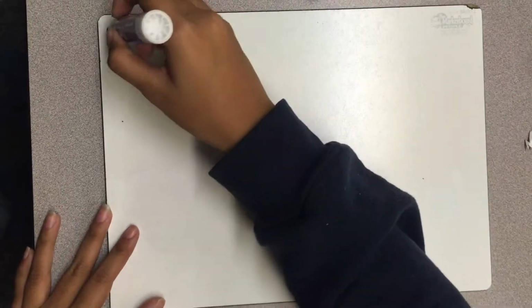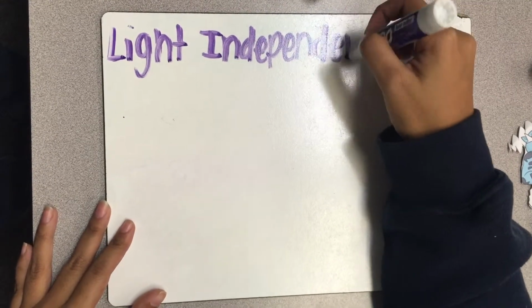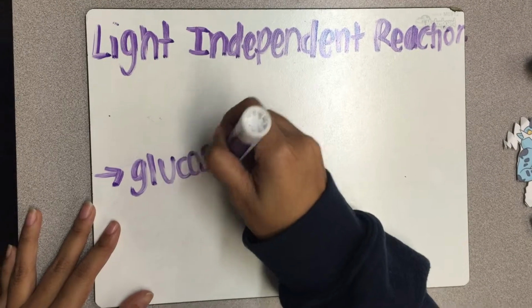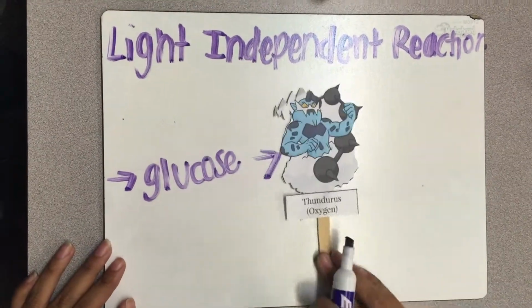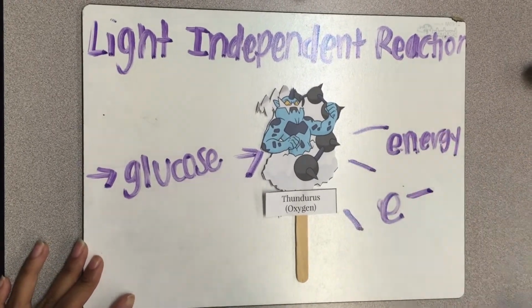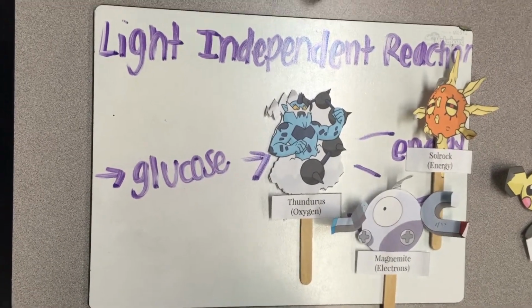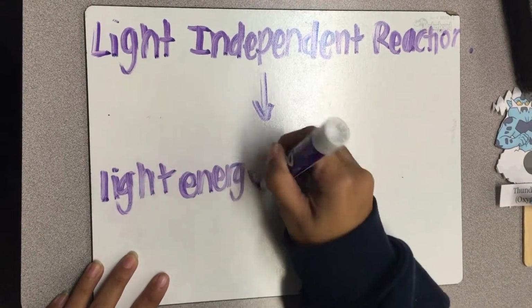Also, there's one more reaction that occurs, and it is the light-independent reaction. The light-independent reaction is the stage in which glucose forms, and this is basically where Combee produces the honey. To make glucose, Tornadus needs to be taken apart, and energy and an electron are needed. So Pikachu and Solrock would be needed in order for this process to happen. This reaction converts light energy into chemical energy, and this converts Koffing, which then converts it to Combee.